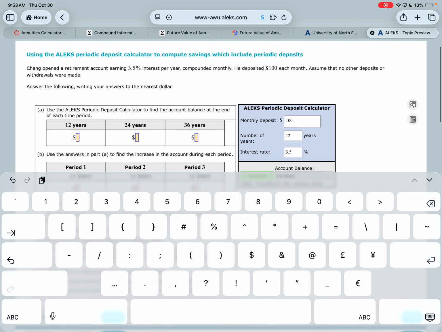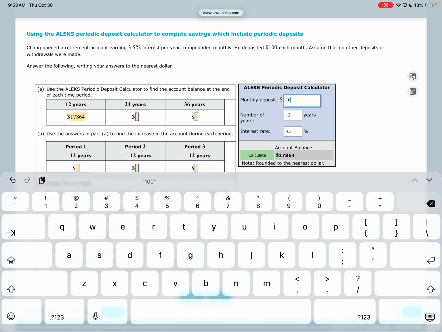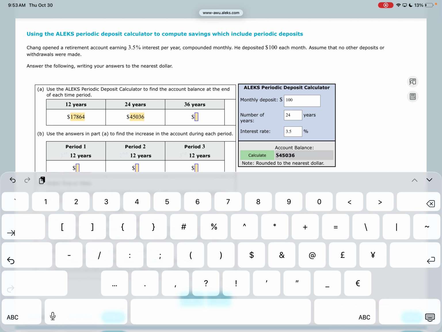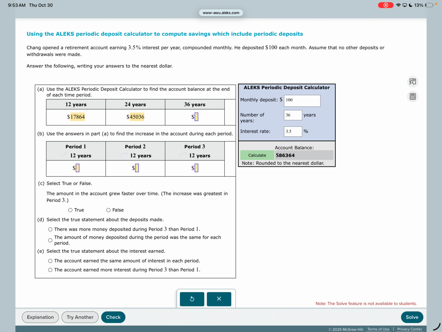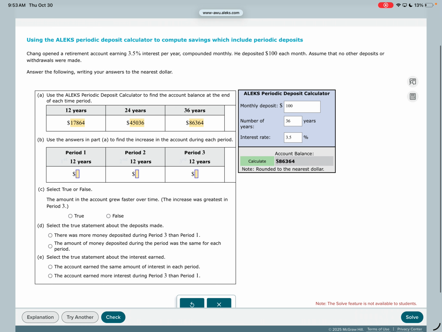So after 12 years, by just putting $100 away every month, he would have $17,864. What about after 24 years? Calculate. He would have $45,036. What about after 36 years? He'd have $86,364. So this is showing you the money grows, and most of y'all have the basic concept that if I put money into something that earns interest, my money will grow exponentially, not linearly. I'm going to click solve so I'll tell you how they got those numbers in just a second.